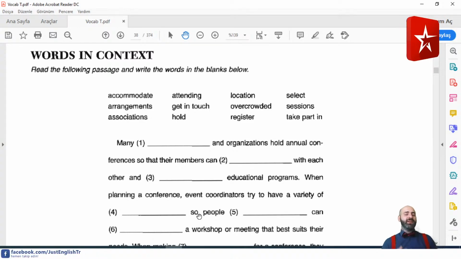Do we need adjective? Do we need verb or noun? Think for these words like that. Also, pay attention to prepositions. Prepositions will help you a lot. Okay, now I guess we can start.